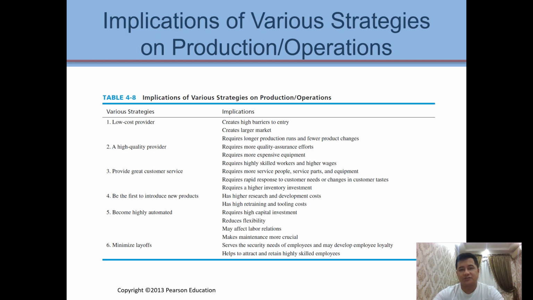So, implication of various strategies on production and operations. The implication of various strategies on production operations includes, for example, low cost provider. That implication creates high barriers to entry and creates a larger market, requires longer production runs and fewer product changes.